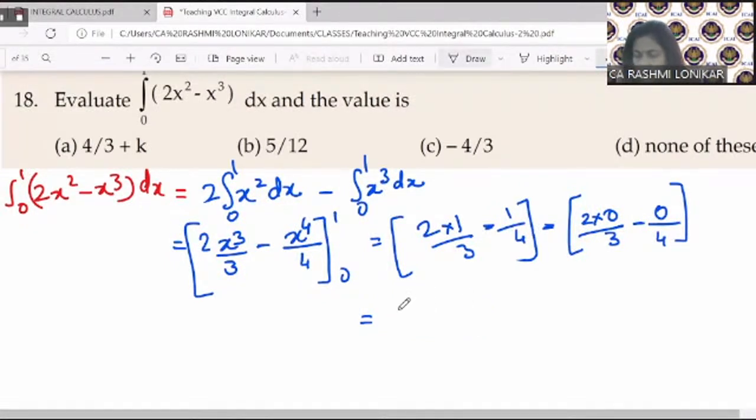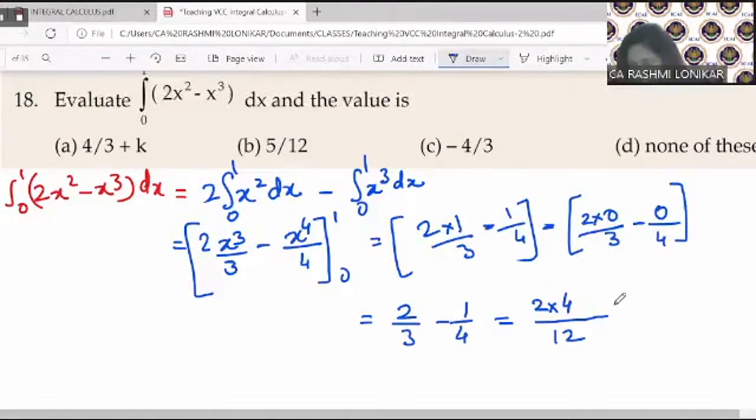So this will become 2 into 1 is 2. 2 upon 3 minus 1 upon 4. What is the LCM? 12. So this is 2 into 4 minus 1 into 3. 2 4s are 8. 8 minus 3 is 5. So the answer is 5 by 12. So B will be the correct option. Is that understood?